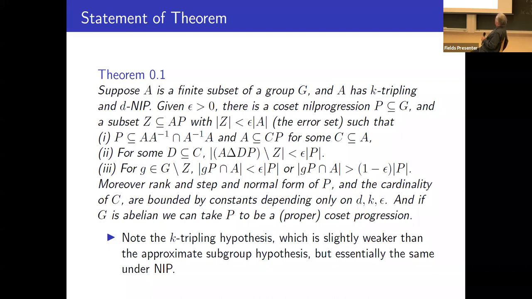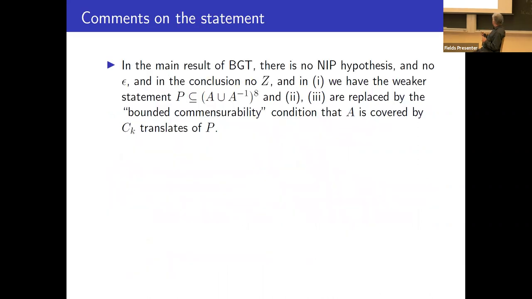Note the K-tripling hypothesis is a bit weaker than the approximate subgroup hypothesis, but it's essentially the same. Under NIP, if you take a set with K-tripling, then you adjoin the inverses and one, you get a K approximate subgroup, maybe the same K, or maybe a slightly different K, but it's connected.